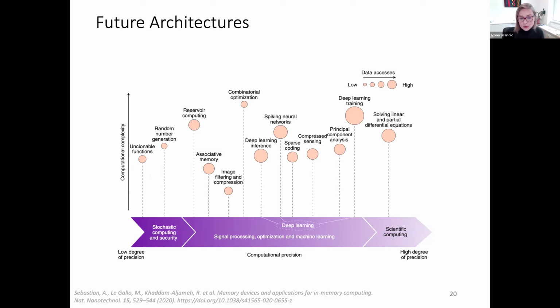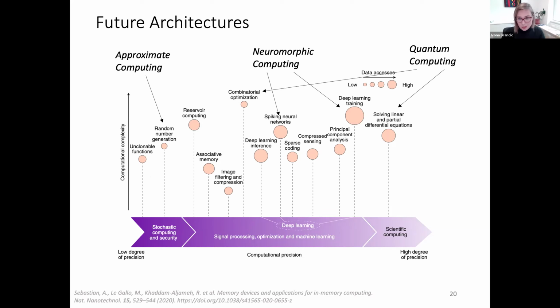Why I'm showing this slide is that no matter which type of architecture we have, quantum computing, neuromorphic computing, approximate computing, we will have different localities where our computation is performed, right?